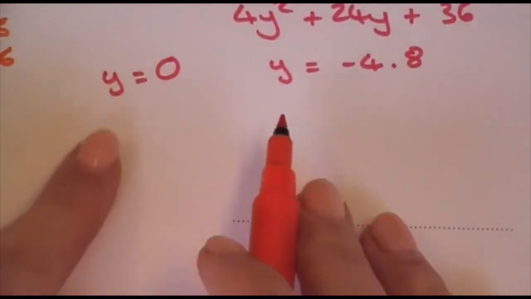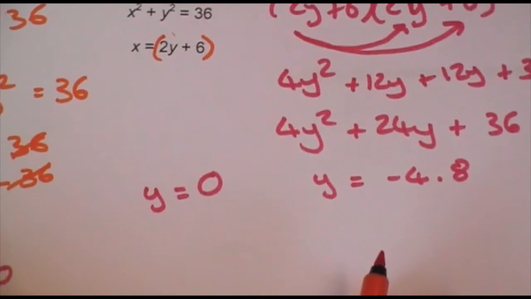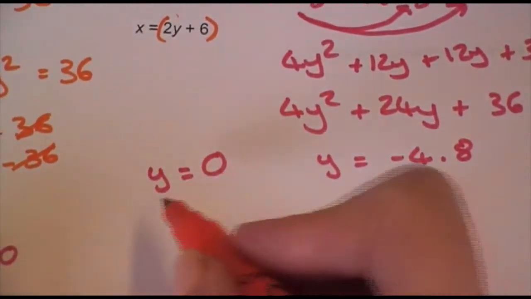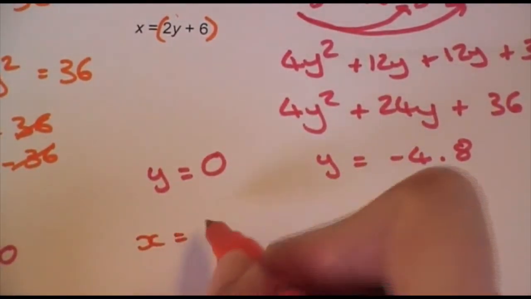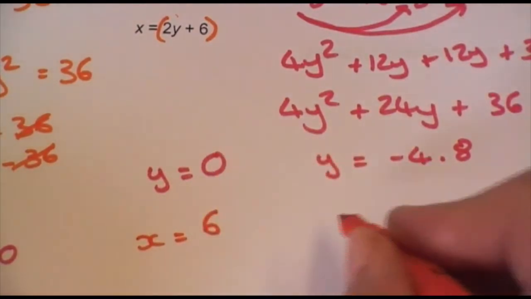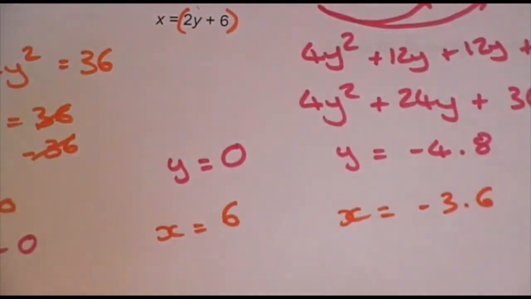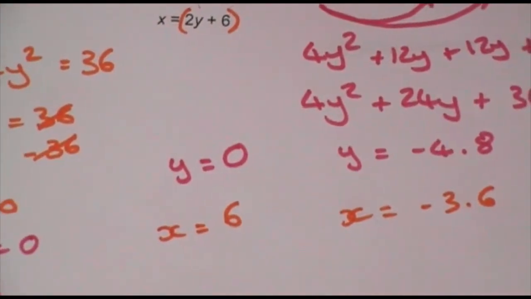I can substitute those in to the original linear to get my values for x. I'm not going to do it here. I'm just going to write that x would end up being equal to 6 when y is 0. When y is negative 4.8, x equals negative 3.6. So there's my two possible solutions.